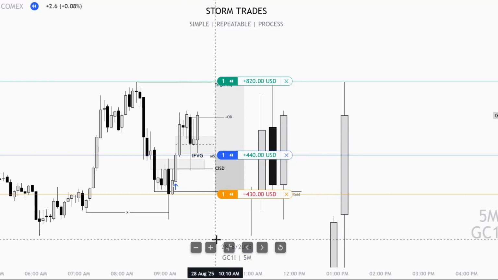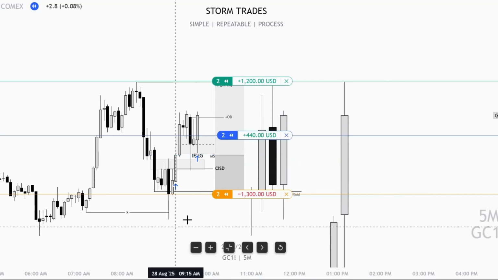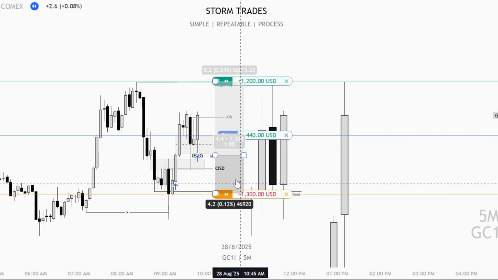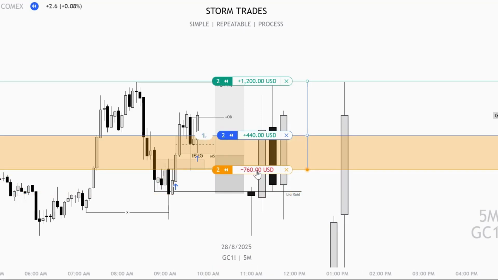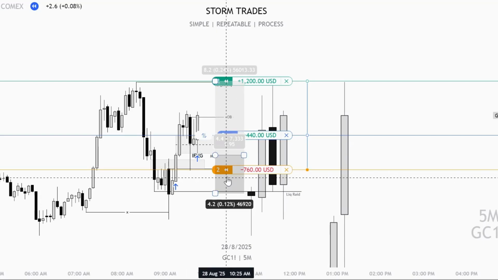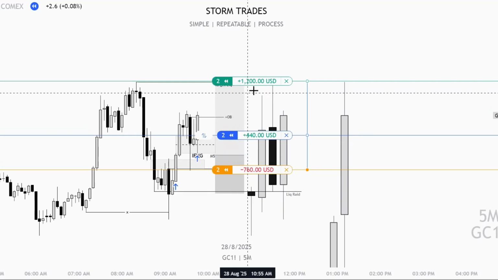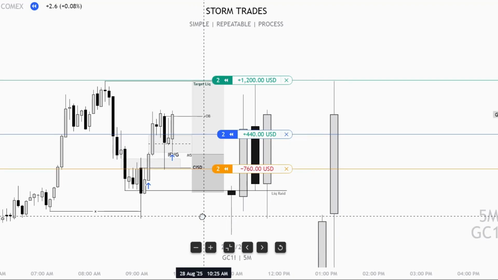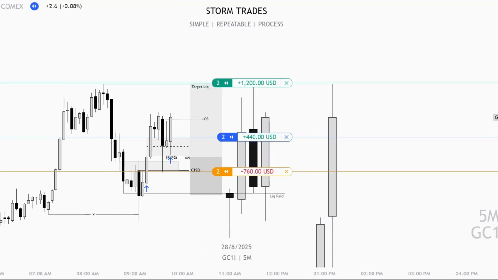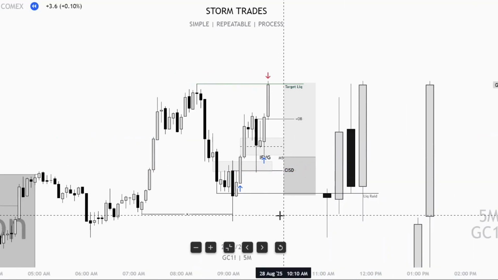We got a nice candle close, so now I'm going to add a contract here. Now I'm going to move my risk up to this swing low. So now I have $760 worth of risk, but my new take profit would be $1,200, which is a 2.5R win. So now I'm going to move price forward here, and boom, the very next candle we got the win.